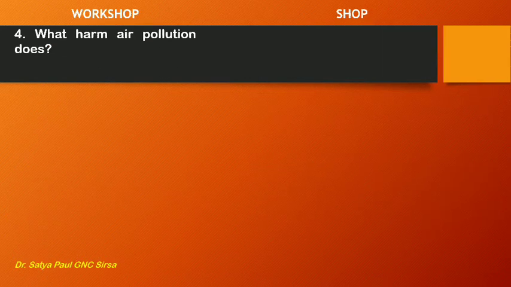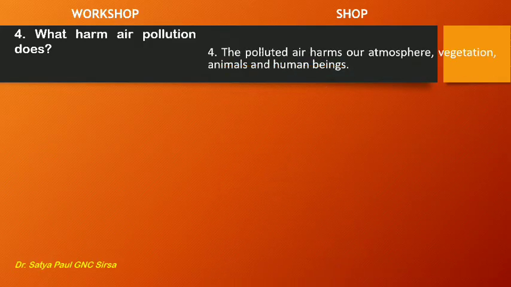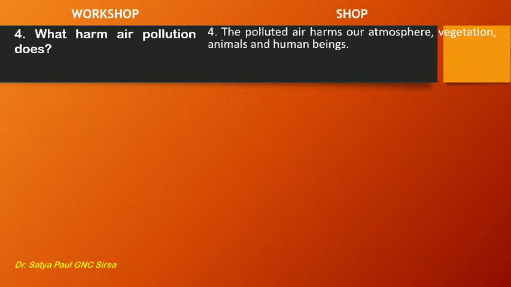After this, we talked about what harm air pollution does. So I take this point to the workshop and add something more to it and make this sentence: the polluted air harms our atmosphere, vegetation, animals and human beings. Look around at what you can include and what must be included. If we look at these things, two broad categories are human beings and animals. The third is vegetation, which is also a living being if you look at it carefully.